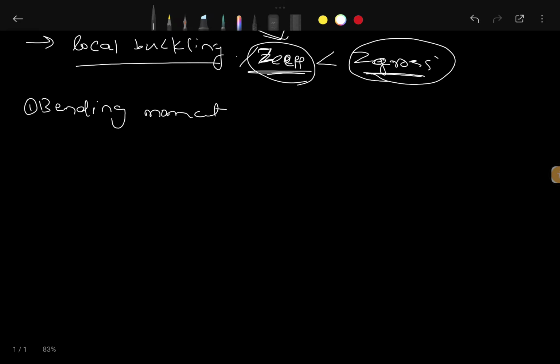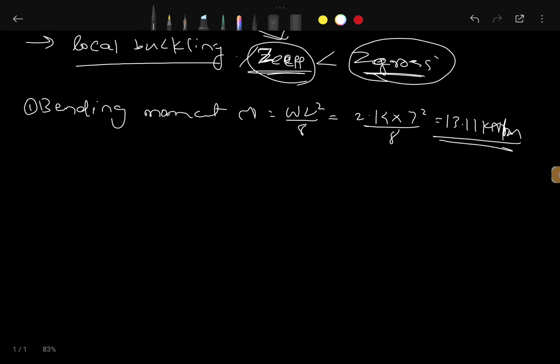For bending moment, the formula will be the same, M is equal to WL square by 8. W value is 2.14 into 7 square divided by 8. The value comes to 13.11 kilonewton meter.